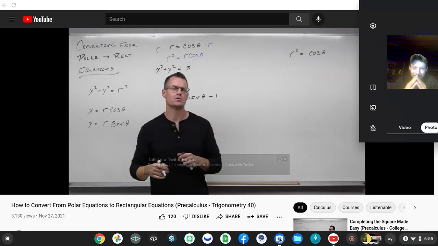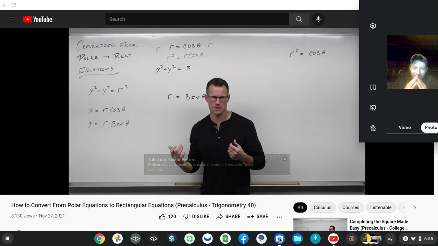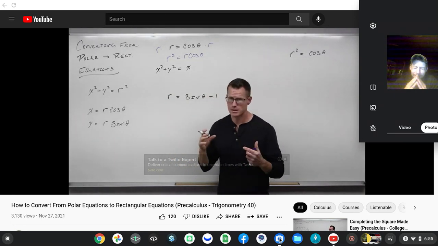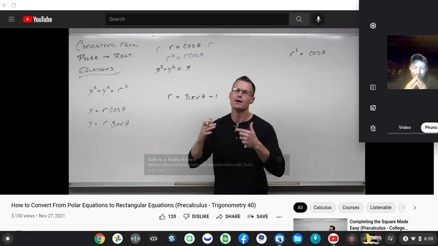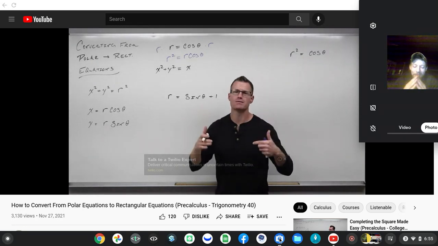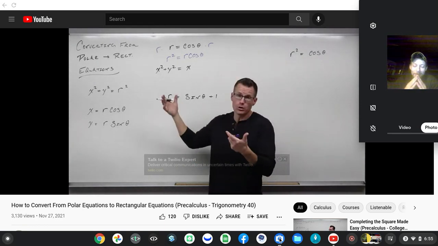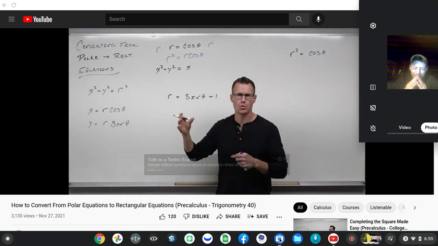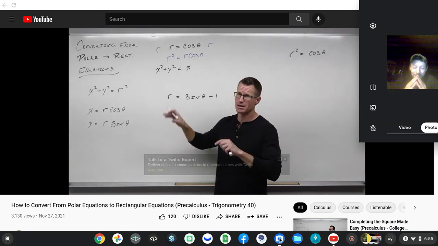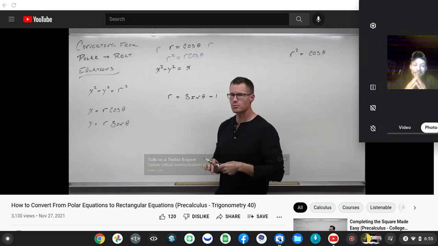This is oftentimes a really good first thing to do: if you don't see any sort of r squared or any r cosine theta, r sine theta, we can multiply both sides of that equation by r. Ultimately we get an r squared at least somewhere, and typically an x or y or both. Now we're practically done.